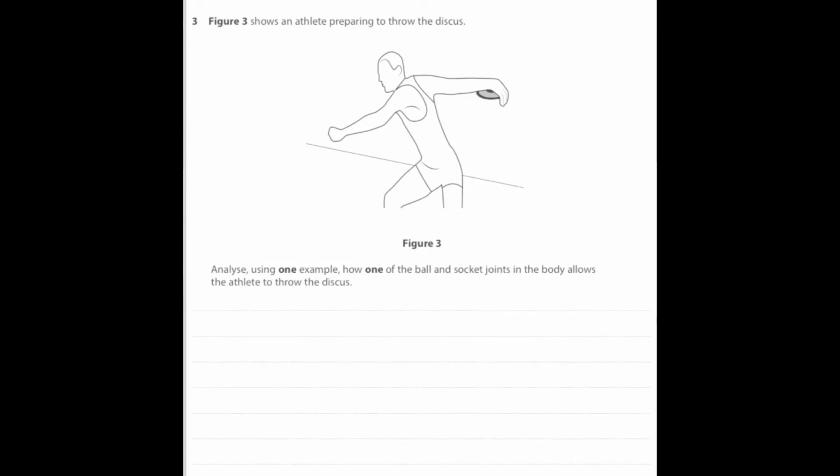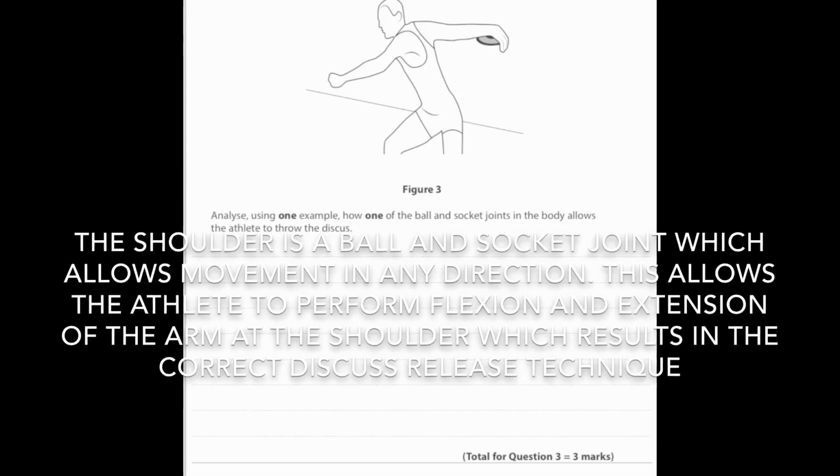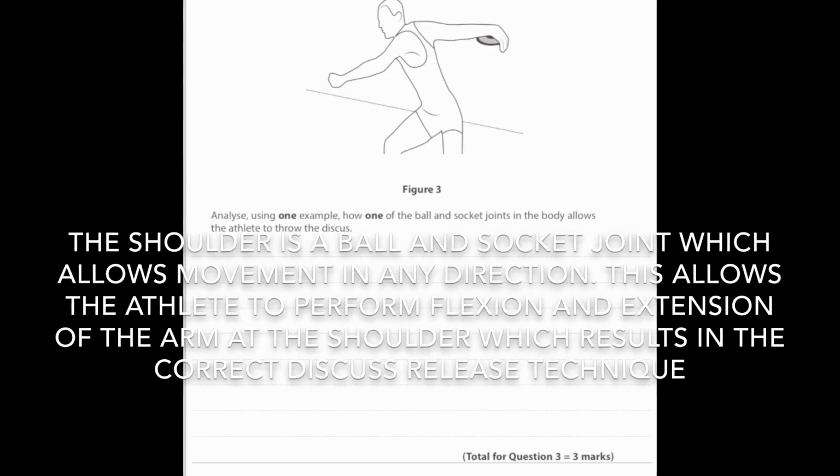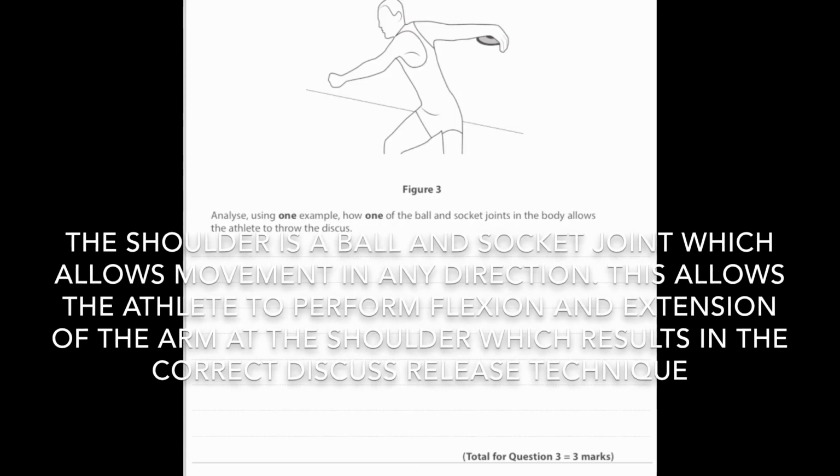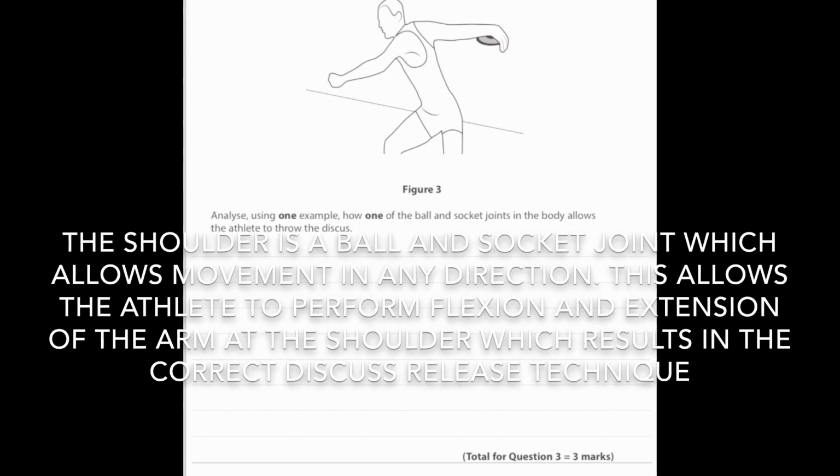So, the answer I have put is, the shoulder is a ball and socket joint which allows movement in any direction. This allows the athlete to perform flexion and extension of the arm at the shoulder, which results in the correct discus release technique. Now, of course, you could have mentioned the hip in this diagram because it is still a ball and socket joint as well, but I just found the shoulder is an easier joint to analyse.